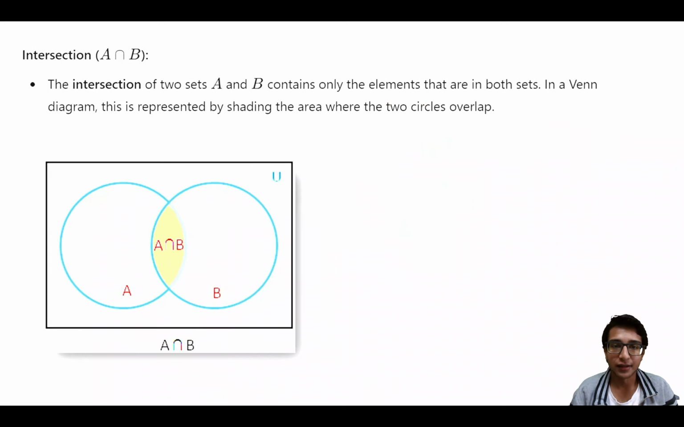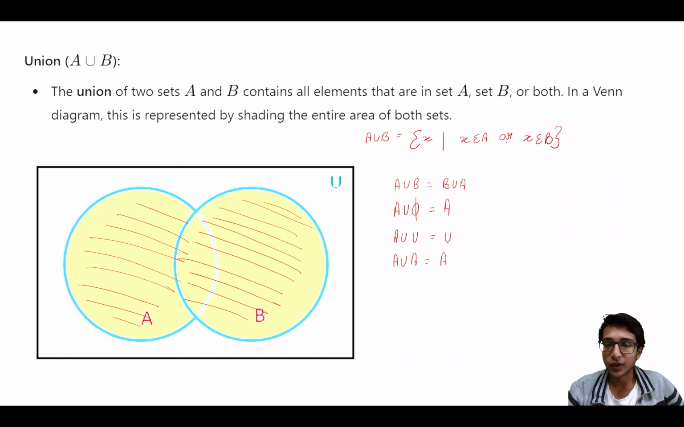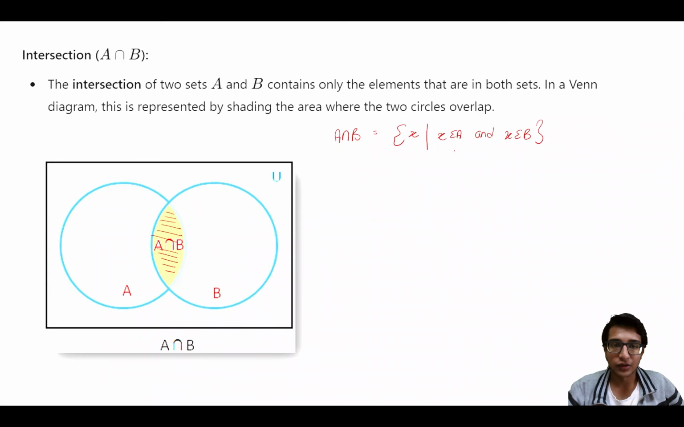Now for intersection, A intersection B contains only the elements which are in both sets. In the Venn diagram, this is the portion shaded, that means the portion that comes in A as well as B. If I represent this in set builder form, this becomes {x : x belongs to A and x belongs to B}. Initially in union we used the word or, here we are using the word and, so keep this in mind.